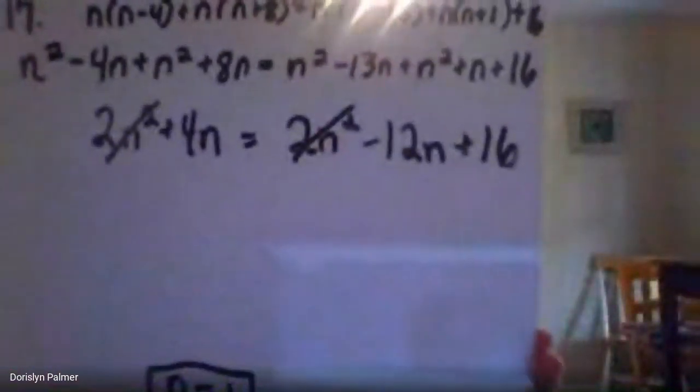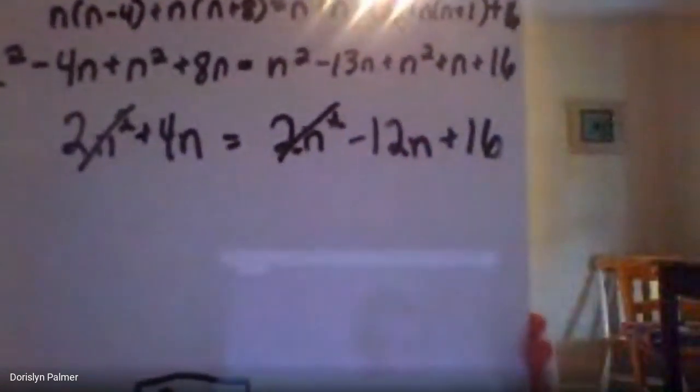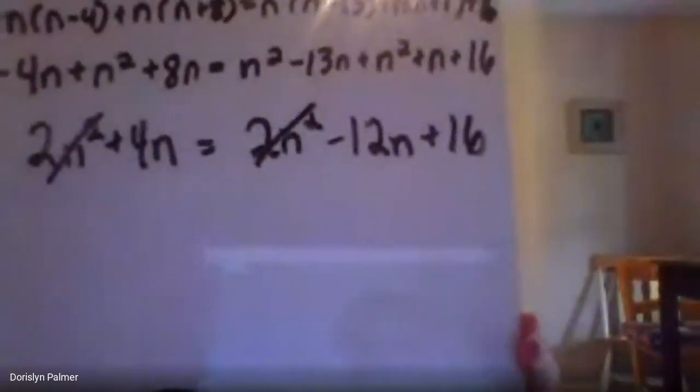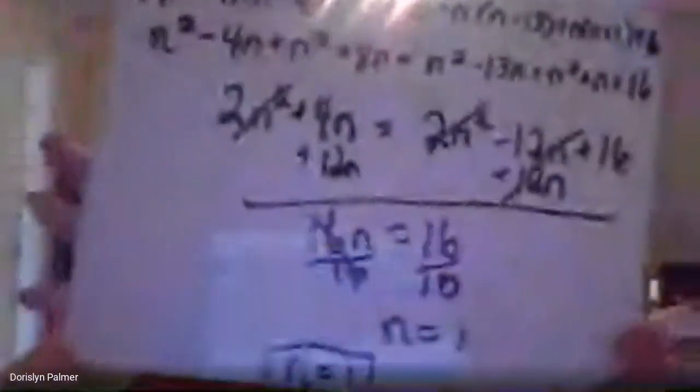Okay. The 2n squareds on each side will cancel out because if we subtract 2n squared from both sides, they go away. We could just cancel them right there and they go away. Okay. Then we'll add 12n to both sides. And 16n equals 16. Divide by 16, and n equals 1. All right. So I'm glad you found your mistake, Abby.